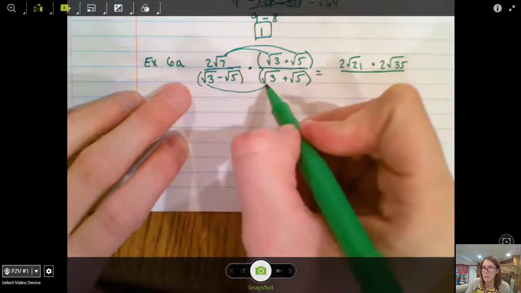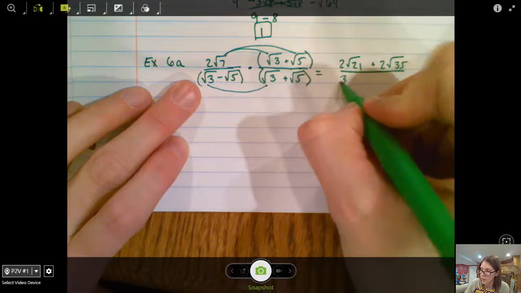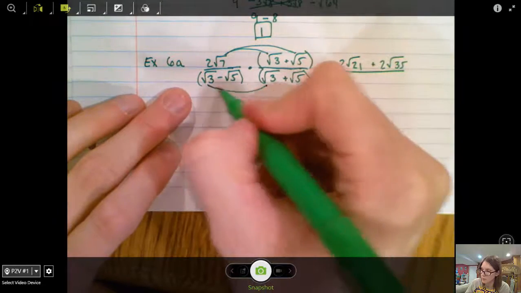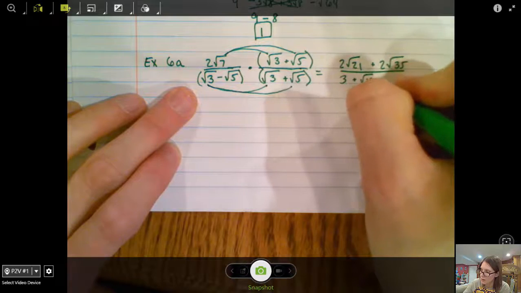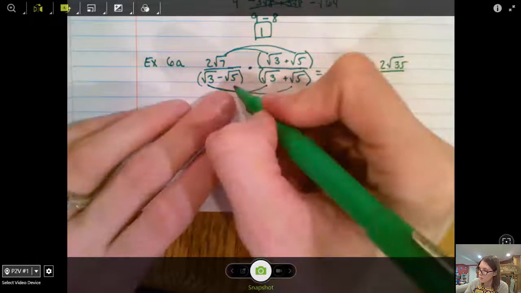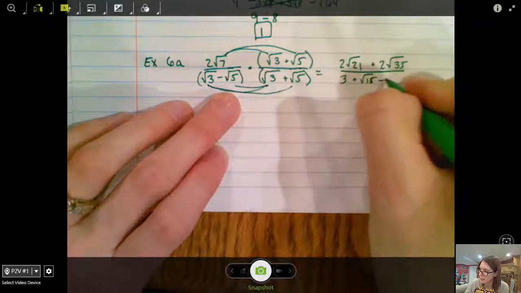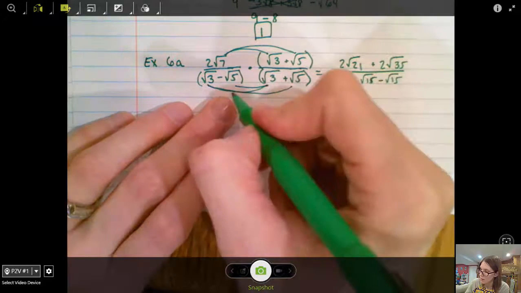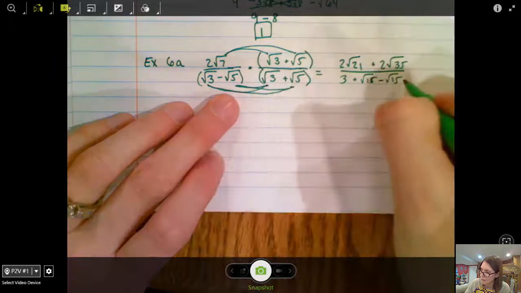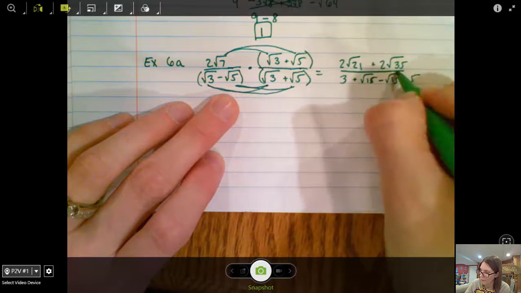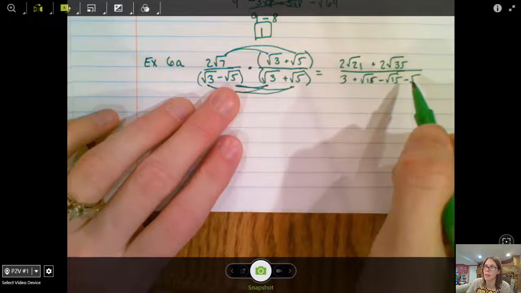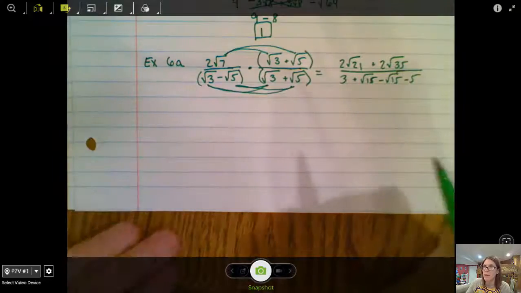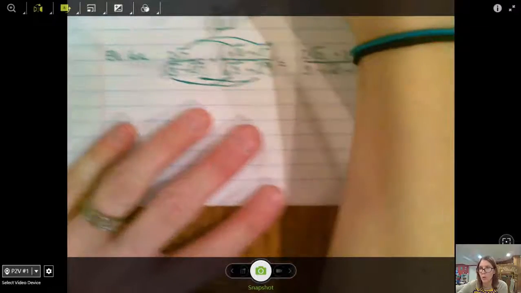Square root of 3 times the square root of 3 is 3. Plus the square root of 15. The inside is minus the square root of 15. And last, minus 5. You could also write minus the square root of 25, but we know that's going to end up being 5. Simplify what we can, and there's really not a whole lot to do here.